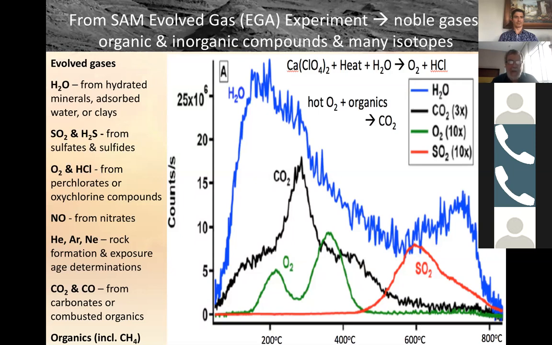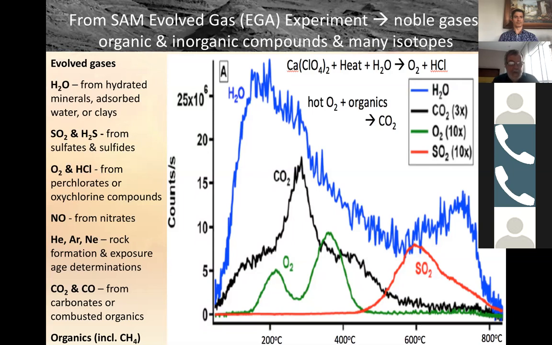The sulfur and the hydrogen sulfide are from decomposition of sulfur-containing minerals. Both the oxygen and the hydrochloric acid, which I didn't plot, are coming from the breakup of perchlorates, and so on and so on. NO from nitrates, and I already talked about argon, neon, and helium.